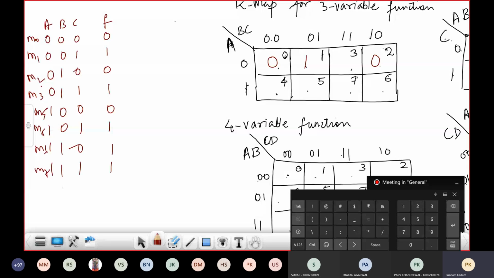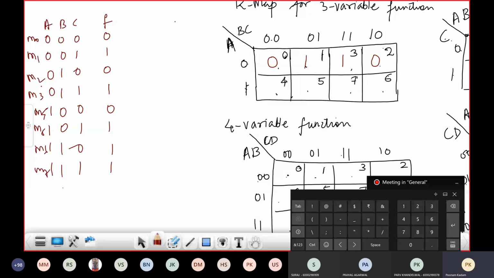Output corresponding to minterm 3 is 1. The output corresponding to minterm 4 is 0, so we put 0. Output corresponding to minterm 5 is 1. Output for 6 is 1. Output corresponding to minterm 7 is 1. So this is how we fill the K-map. Now the K-map is complete.